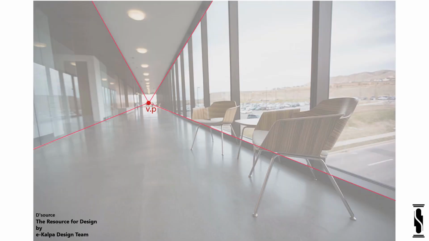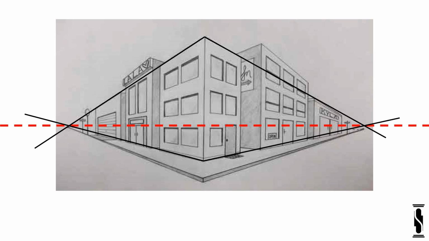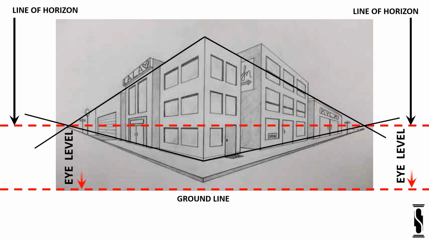If we draw the lines along the edges, all the lines seem to be meeting at a point. This point is known as the vanishing point. An imaginary line passing through the vanishing point is known as the line of horizon. So we can say that the vanishing point lies on the line of horizon, and the distance of the line of horizon from the ground should be taken equal to the eye level of the observer.